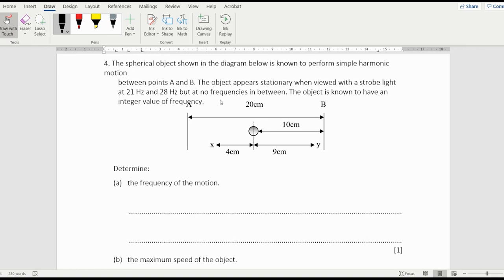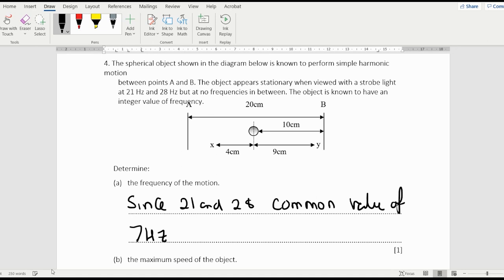So the idea is that the object has a frequency of 7 Hertz, so it's going to move 7 times every second. So when I have here, it goes 1, 2, 3, 4, 5, 6, 7 every second. When I shine a light on it that's flashing at 21 Hertz, this one would have gone through 3 cycles, and the other one, it would have gone through 4 cycles, but it still would have been pictured at the same position. So since 21 and 28 have a common value of 7, this must be the frequency. There are no other common values between them. It's just 7 Hertz. So you now know the frequency of this object is 7 Hertz, which is really useful to know.